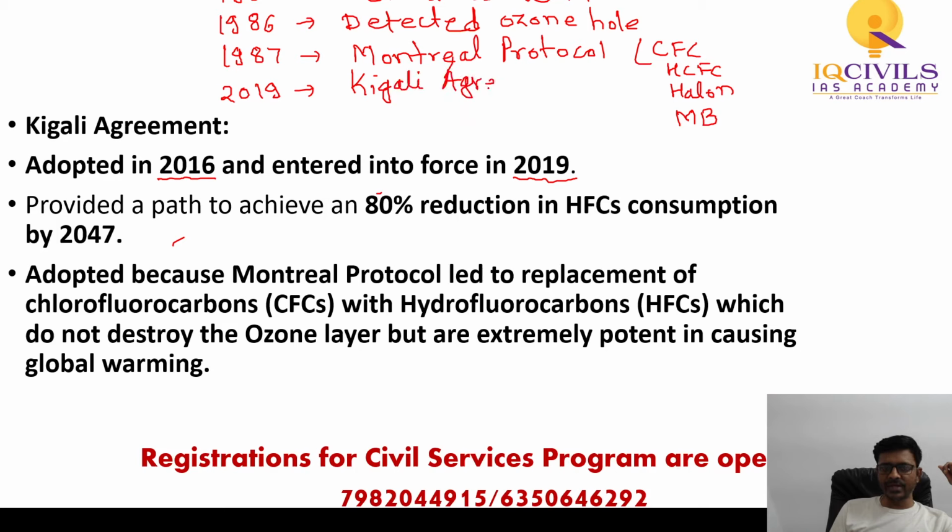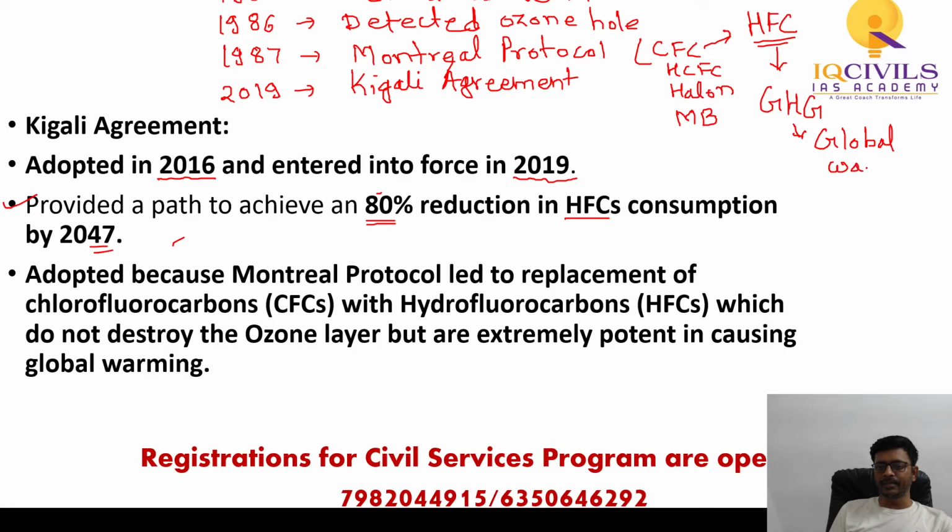And what this Kigali Agreement says, this is a very important timeline. It was adopted in 2016, but it came into force in 2019. That's why I am saying that the Kigali Agreement came into existence in 2019. It provided a path to achieve 80% reduction in HFC consumption by 2047. Actually, what happened? We replaced these CFC with HFC, hydrofluorocarbon. But the problem with HFC is they are greenhouse gases, meaning they can cause global warming, and global warming leads to climate change.